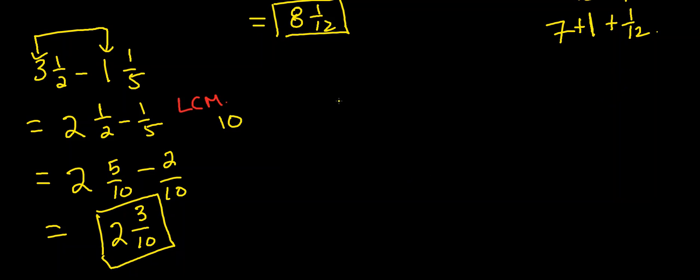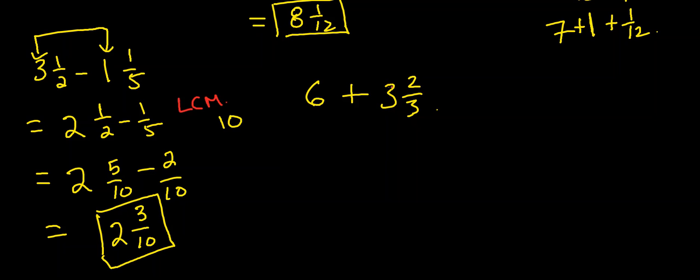There is another method that you could use, so I'm going to cover that as well in this video. Let's say we had the first problem that we did, 6 plus 3 and 2 over 3. Another method you could use to add these two numbers is to first convert all the mixed numbers into improper fractions, and then add the fractions after. What do I mean by that? First, convert all the mixed numbers into improper fractions. How do we convert a mixed number into an improper fraction?